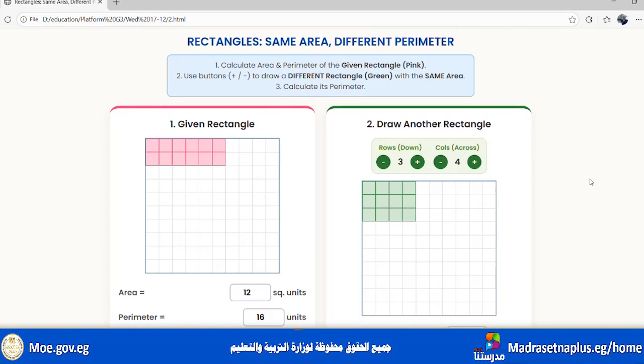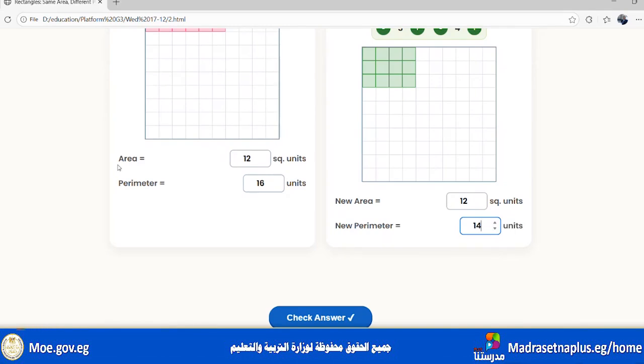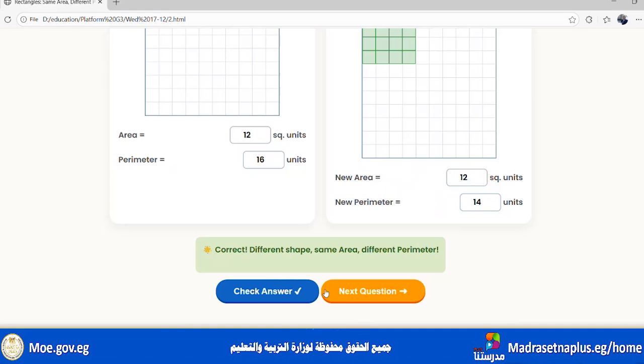So the question asks you to calculate the area and the perimeter for a given rectangle. The left one, its color is pink. On the right, we can use these buttons to increase or decrease the length and width. Use the plus or minus buttons to draw a different rectangle. Its color is green, with the same area, and calculate its perimeter. So we have the same area, 12 and 12, but different perimeter, 16 and 14. Let's check our answer. Yes, correct. Different shape, same area, and different perimeter. Let's get another one.